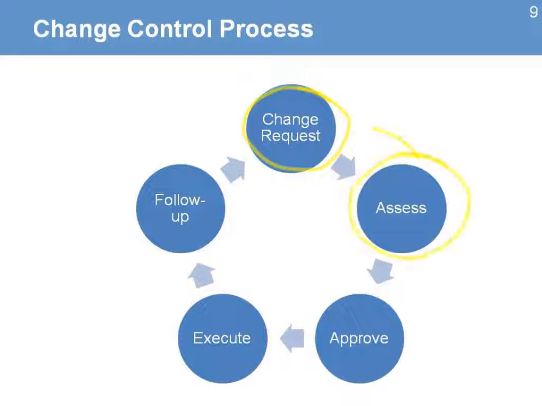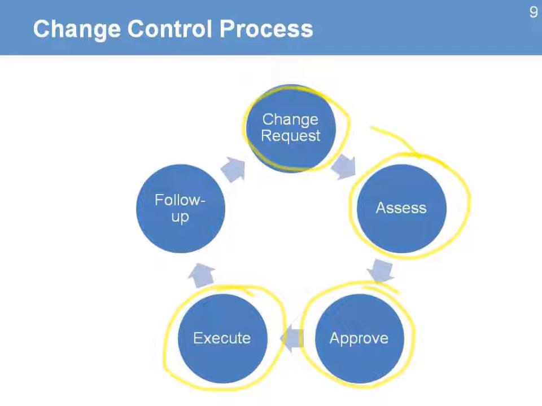Then we assess that request. What are the benefits? What are the justifications for that change? What's going to be the cost or the impact in the schedule of the project? And we then pass it for approval. The approval means that there is enough merit for the change that we need to incorporate that. And that is a filter that helps identify those changes that may not add value to the project versus those changes that will improve the efficiency and effectiveness of the project.